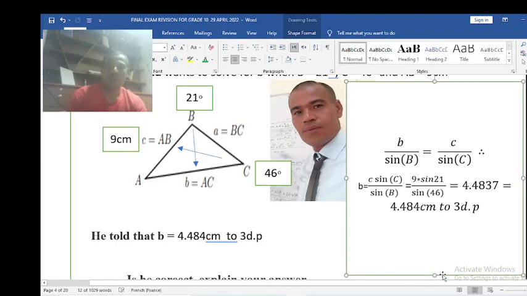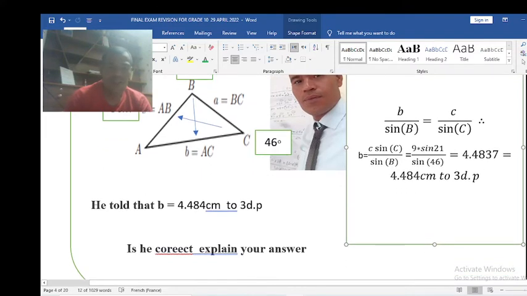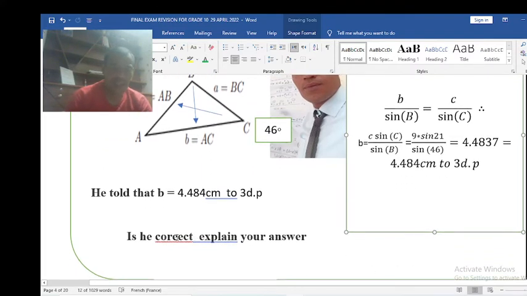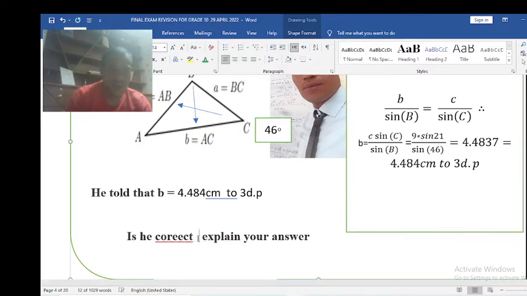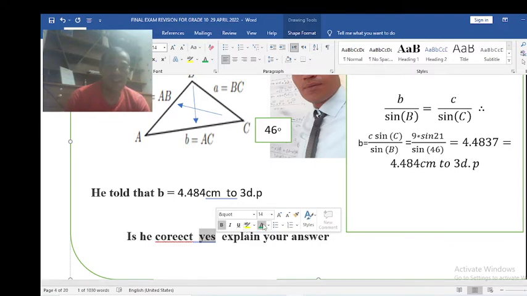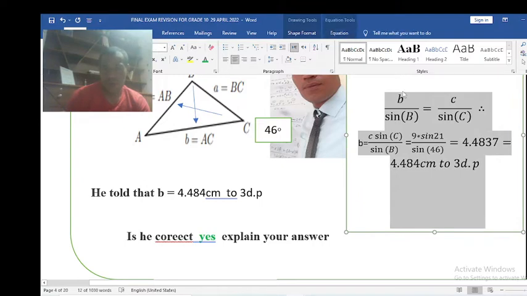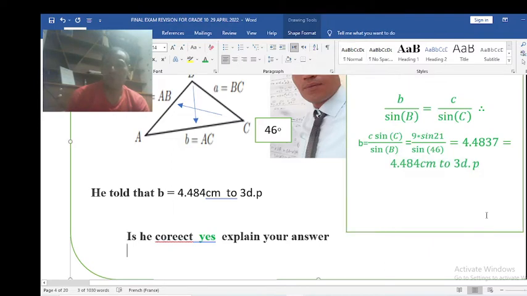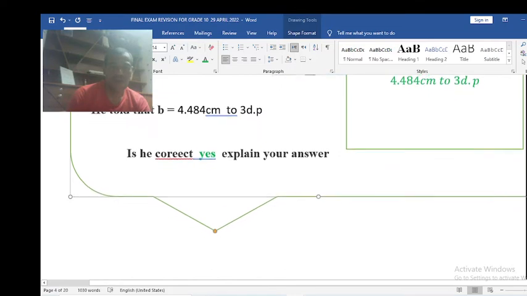I wish that we solve these questions using the sine rule. Okay, the next. So is he correct? Of course, yes. Yes, he is correct. So he is correct. An explanation is that, learners, you should write this here. I wish that it's clear for you. The next question. Now we move to the next question.